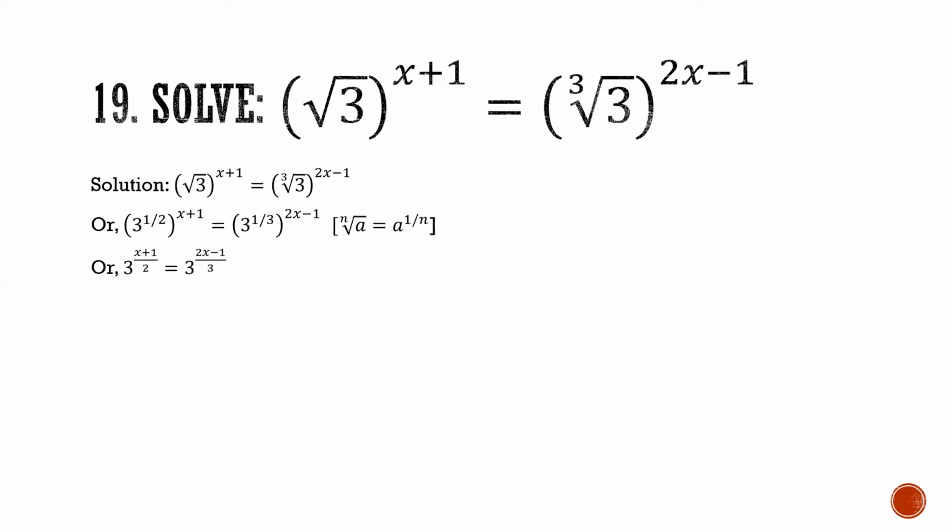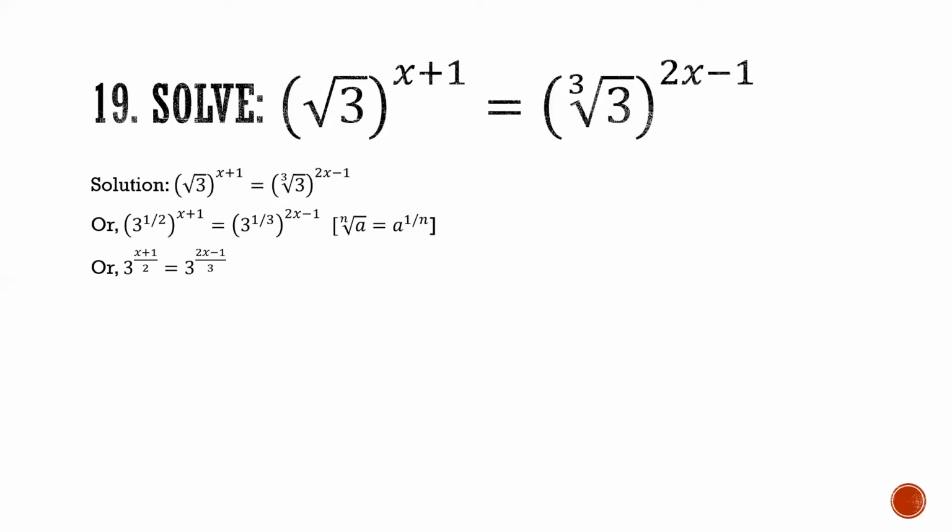How we got it? We got it from the power law of power, which was a to the power m to the power n is equal to a to the power mn. So here we have applied that formula, and we have got 3 to the power x plus 1 by 2, just multiplying x plus 1 with half, and on the right hand side we have got 3 to the power 2x minus 1 divided by 3, and we got it by multiplying 2x minus 1 with 1 by 3.